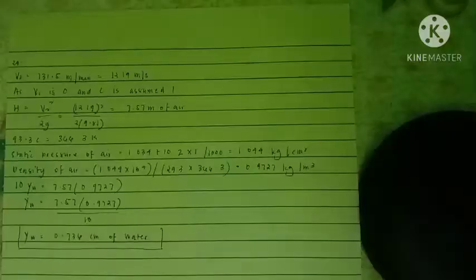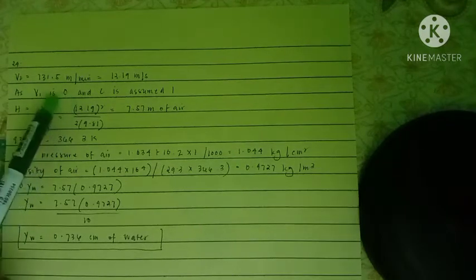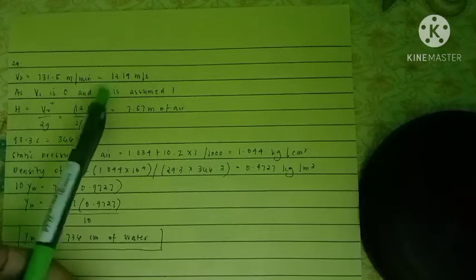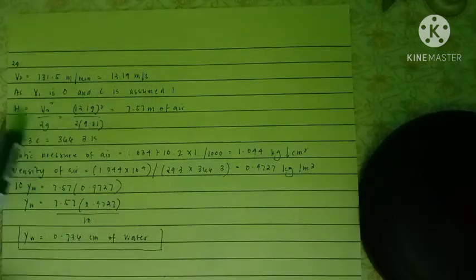Problem number 24. What pressure in centimeters of water will give air at 93.3 degrees Celsius and 10.2 centimeter static pressure a velocity increase from 0 to 731.5 meters per minute? So for number 24, our V sub 2 is equal to 731.5 meters per minute, which is also equal to 12.19 meters per second.